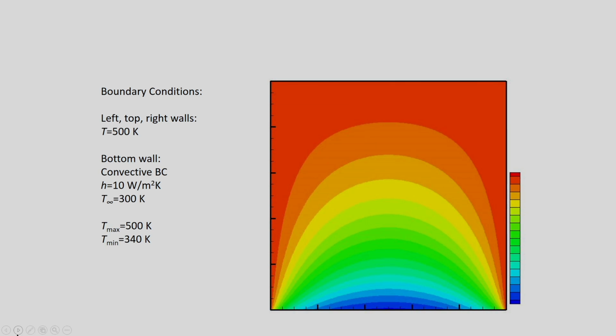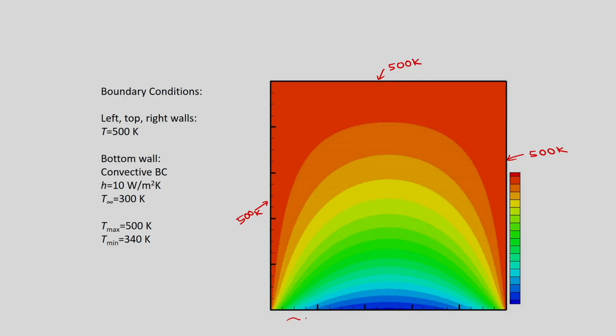Now, for this problem we have given the boundary conditions: left, top and right walls at 500 Kelvin, and the bottom wall has the convective boundary condition. Convective boundary condition means you have a mixed type boundary condition. Here you have T infinity as 300 Kelvin and h is 10 watt per meter square Kelvin. So it is cooled, because 300 Kelvin is the ambient temperature and the ambient fluid heat transfer coefficient is 10 watt per meter square Kelvin. So, by convection, this bottom wall is cooled.